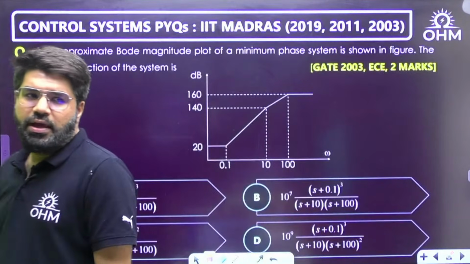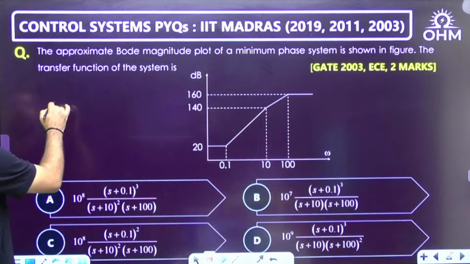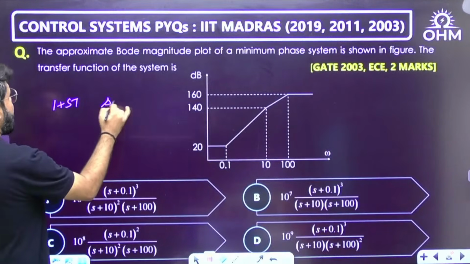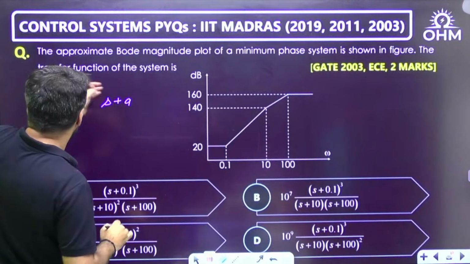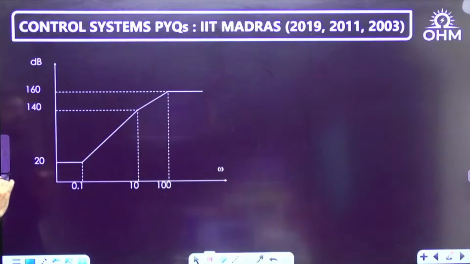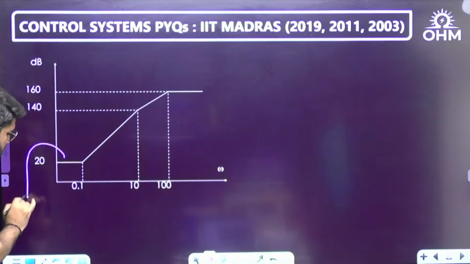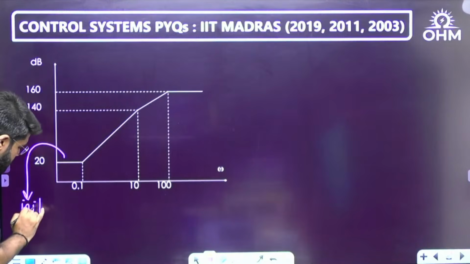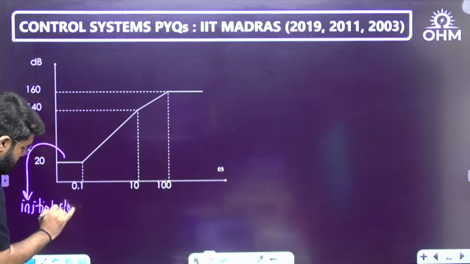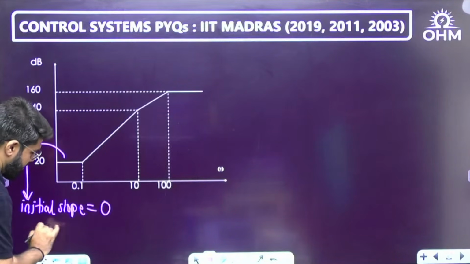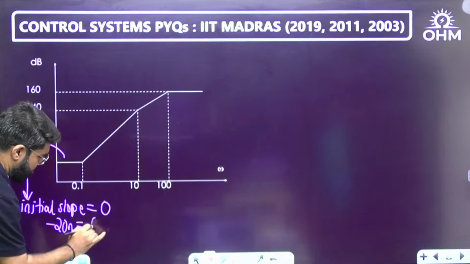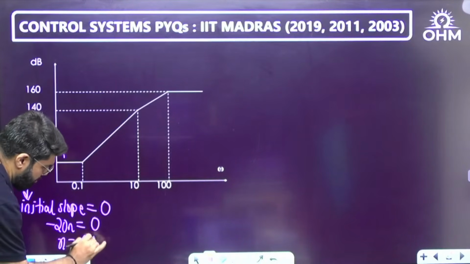Any first order term we write either as time constant form 1 plus sT or we write s plus a. All options are s plus a. But if I just start reading this Bode plot, see, my initial slope is 0. Which we write as minus 20 n, where n is the pole at origin. So n equal to 0, no pole at origin.